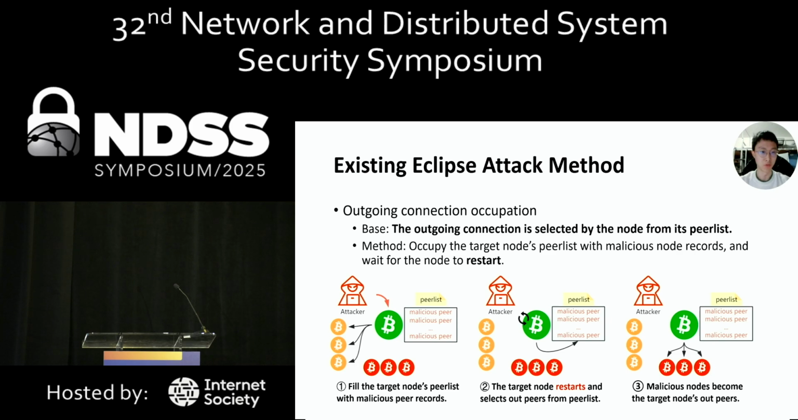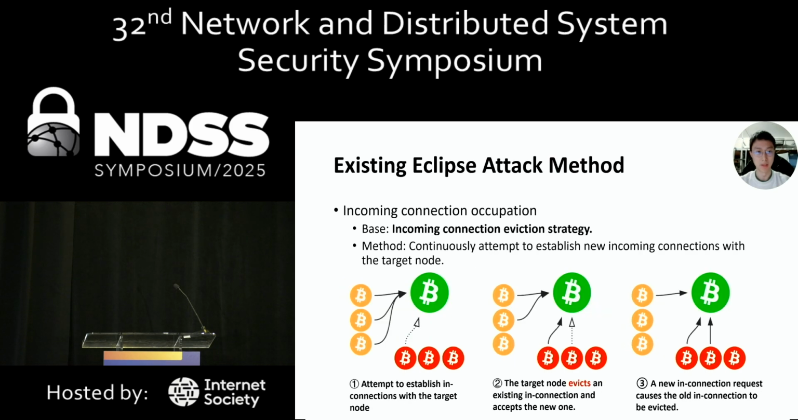The occupation of outgoing connections mainly relies on filling the node's peer list and waiting for the node to restart to trigger the occupation process. And the occupation of incoming connections depends on the node's connection eviction strategy. Taking Bitcoin as an example, when the number of incoming connections reaches its maximum limit, the node follows a certain strategy to decide whether to disconnect an existing incoming connection to accept a new one.